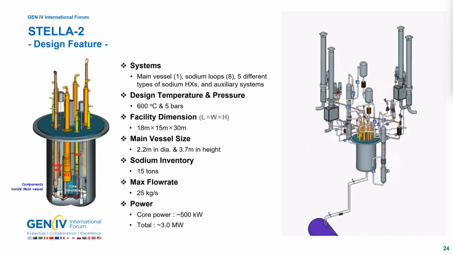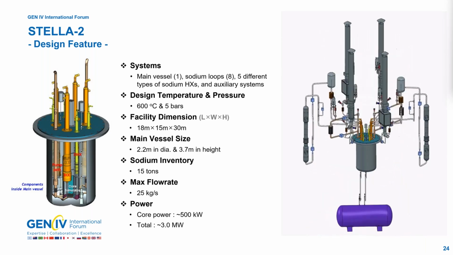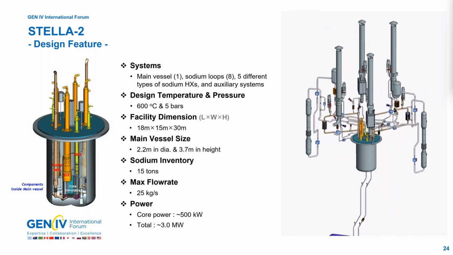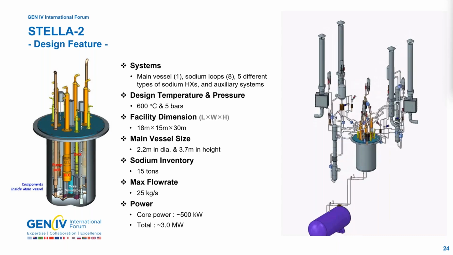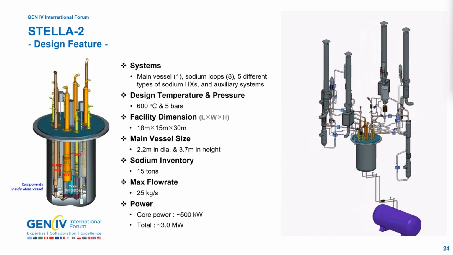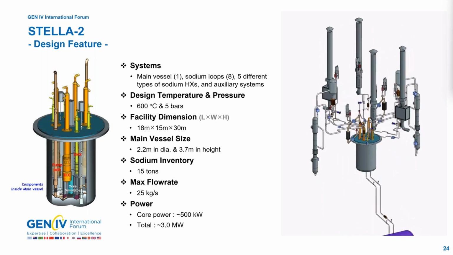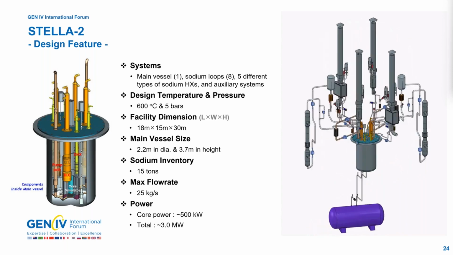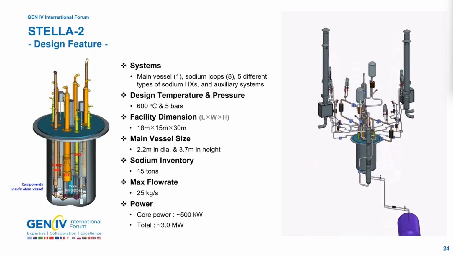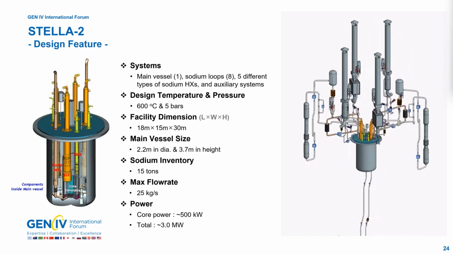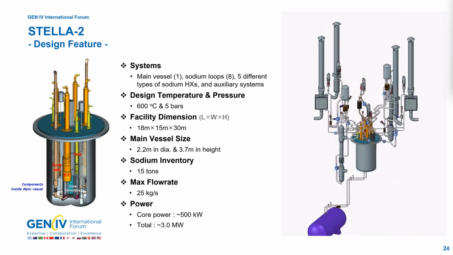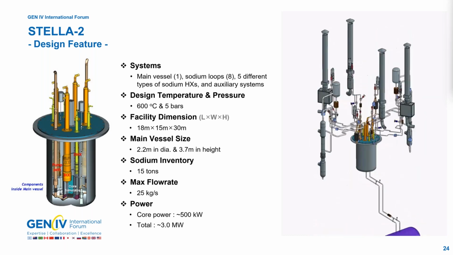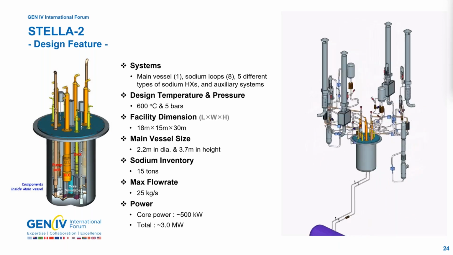Okay, here are some main design features of the facility. It has one vessel, 8 loops, and 5 different types of heat exchangers. The vessel size is about 2.2 meters in diameter and 3.7 meters in height. Sodium amount is about 15 tons, and the core power is about 500 kilowatts. Comparably, total system power is about 3 megawatts. And you can see the layouts spinning around on the right side. Next slide, please.